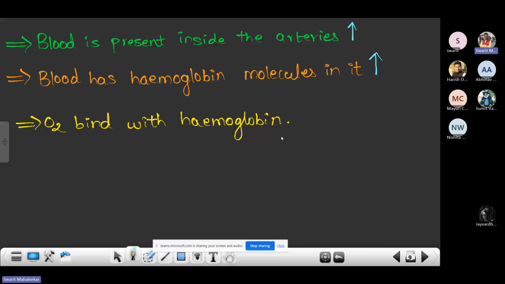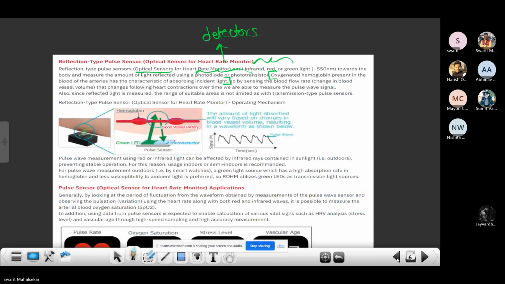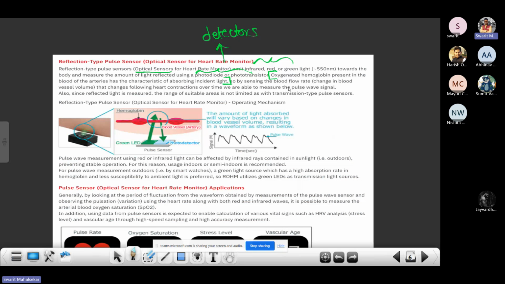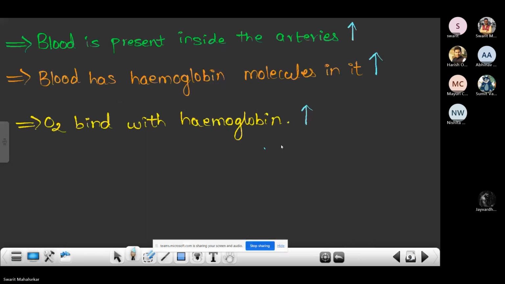And due to which, the oxygen has a tendency to bind to the hemoglobin, right? We just saw, just 2-3 minutes back, that oxygenated hemoglobin present in the blood of arteries has a tendency to absorb the incident light. So it will absorb light, right? This is what we saw.